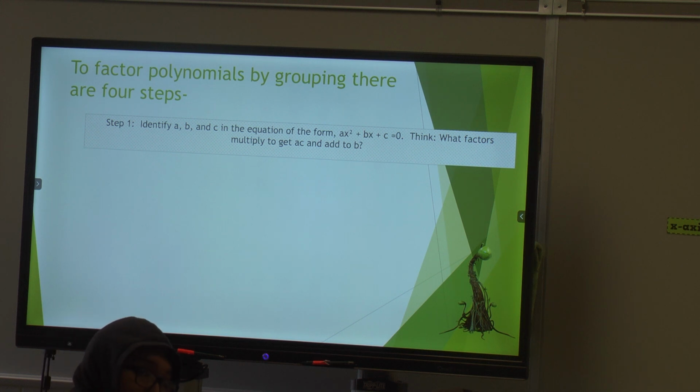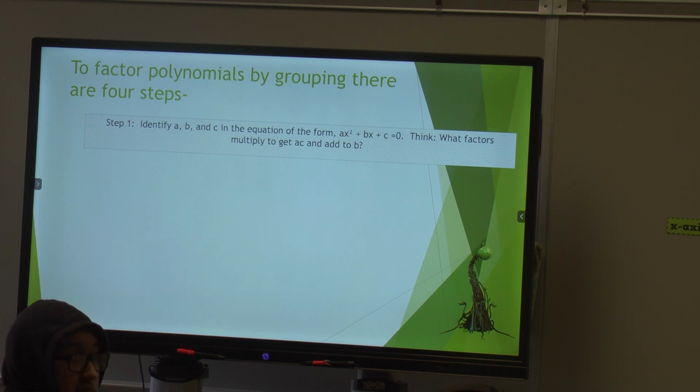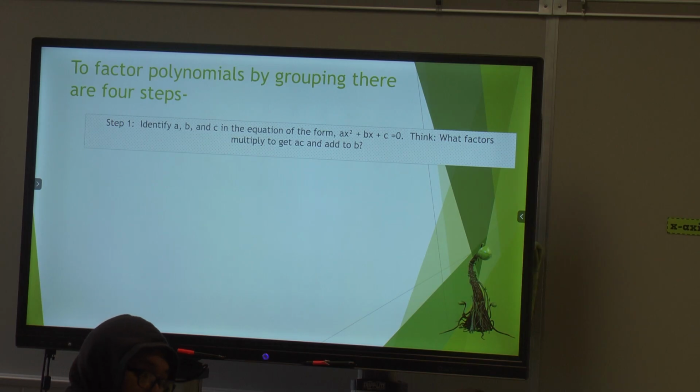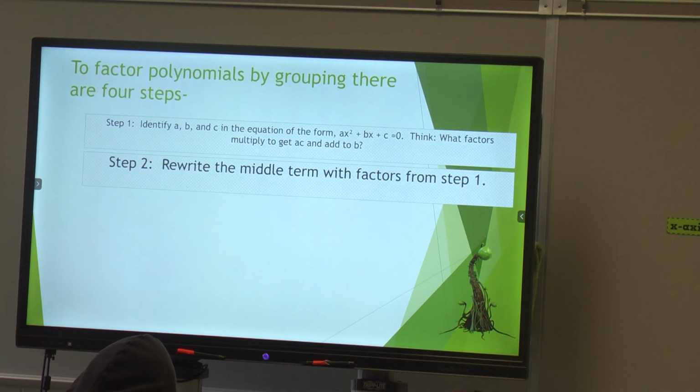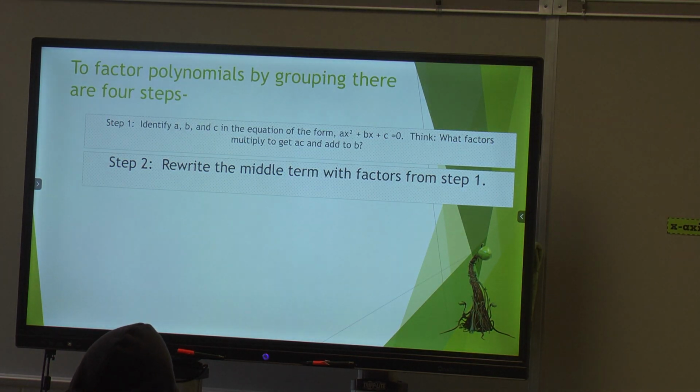Okay, so you're looking at me like a deer in headlights. Pay attention as we go through. I will be able to explain it in more detail to y'all. Step 2, we're going to rewrite the middle term with factors from step 1. Okay?